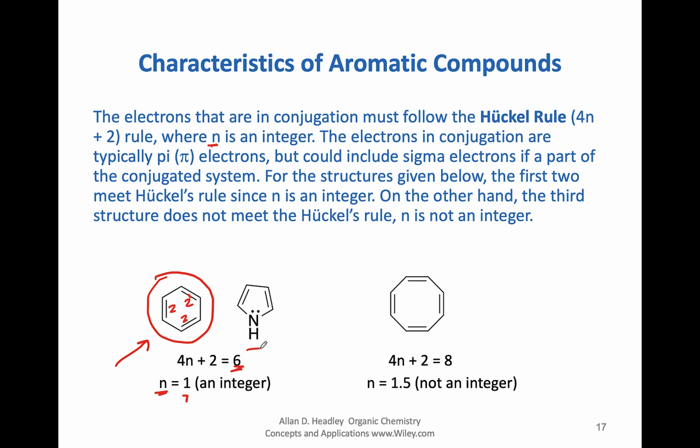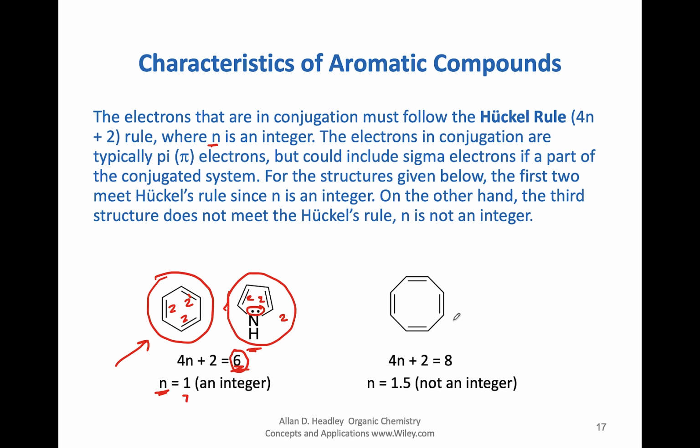Let's look at this other molecule here. Here is 2 and 2, 4, and these 2 here, it will be part of the aromatic system, or could be. So let's check. So we have 2, 4, 6. So the same equation we have to use. And we have 6 electrons. N is an integer. So therefore, so far, this molecule here has met all the characteristics to be aromatic.